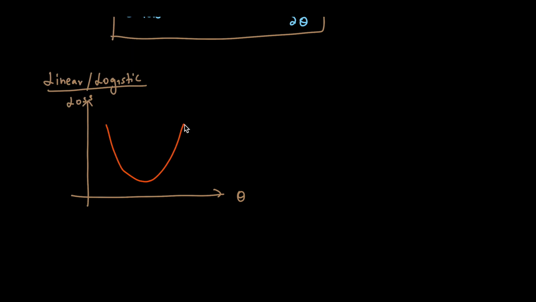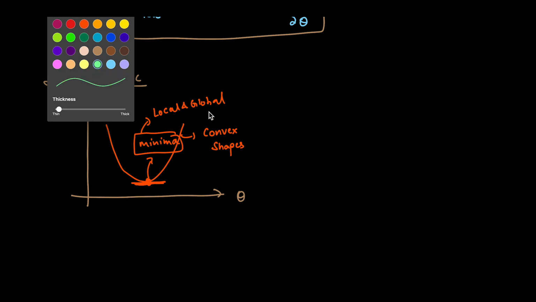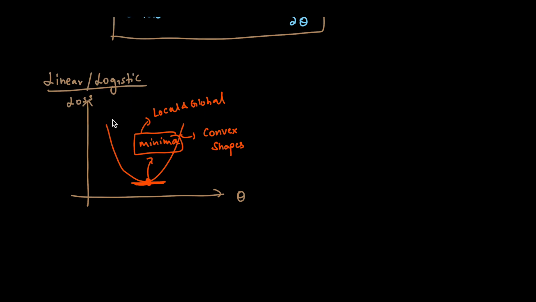If it is very smooth like this, what will happen? We'll have only one minima. This point is our minima, and it is only one. Such shapes are called convex shapes. In case of convex shapes, we have only one minima, and this minima is both the local and global minima. Our main objective is to reach this global minima, and gradient descent will completely help us in reaching it. That's why in both linear and logistic regression, gradient descent will work fine.